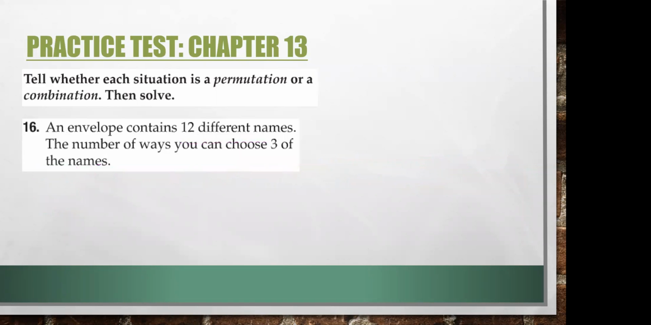All right, and then number 16 says an envelope contains 12 different names. The number of ways you can choose 3 of the names. Okay? Now here you're just choosing the same 3 names. So let's say you have Mary, Joe, and Tom. Well, it doesn't matter if you have Tom, Joe, and Mary, that's still the same 3 names. So order does not matter. So this would be a combination.